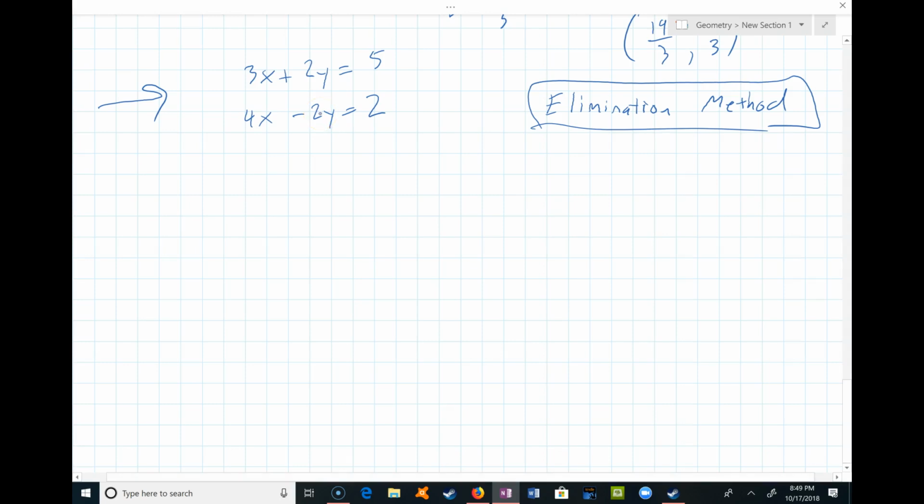Okay? So check this out. If I add 3x plus 4x, that's 7x. Add 2y to negative 2y, that's 0. And add 5 to 2, that's 7.